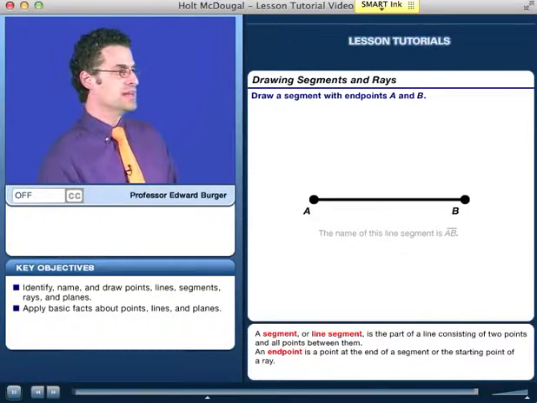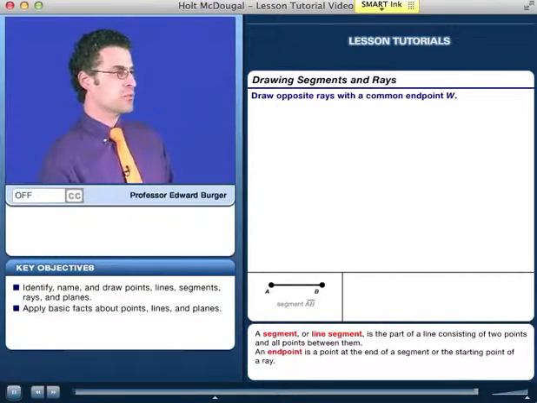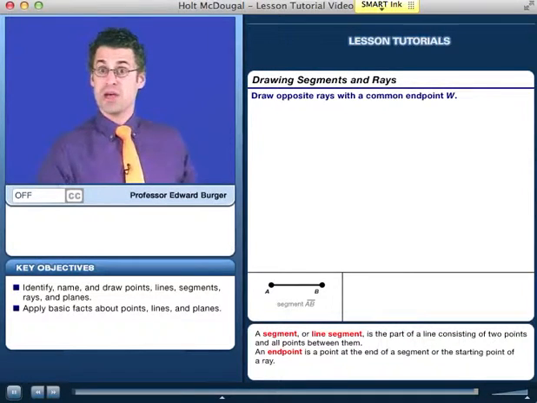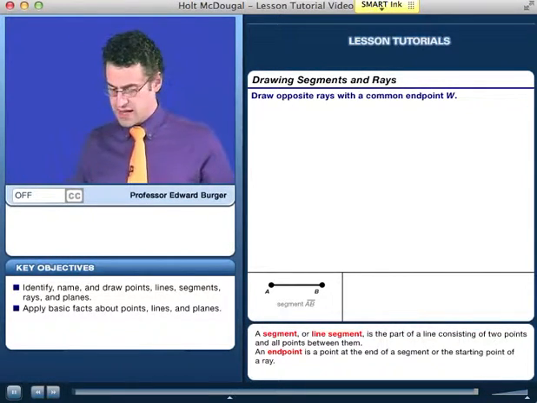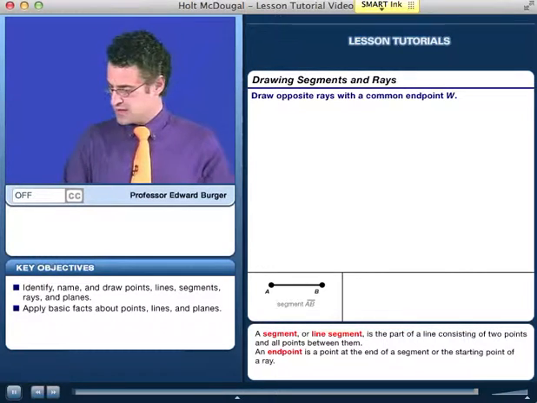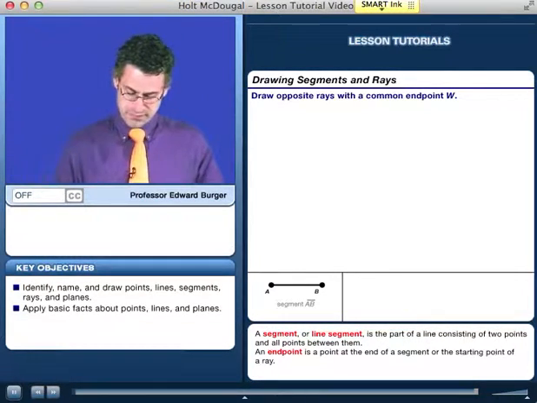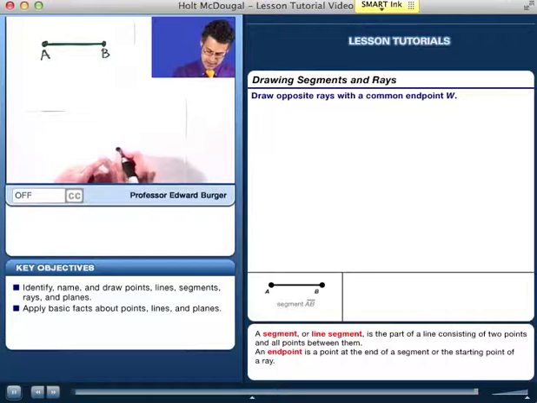So that's pretty easy. Now let's draw opposite rays with a common endpoint W. Now what are opposite rays? Well, first of all, what's a ray? Well, a ray has an endpoint and then extends in one direction in a straight line.